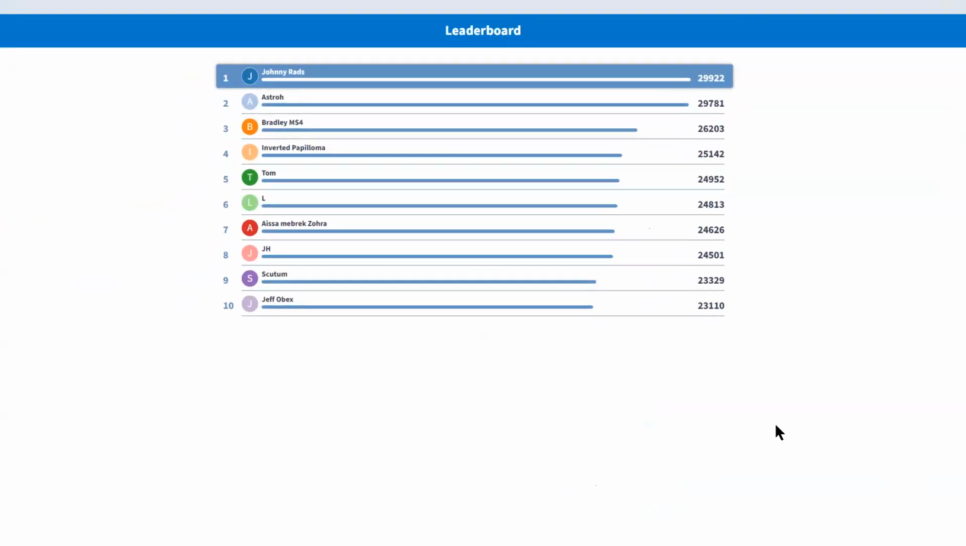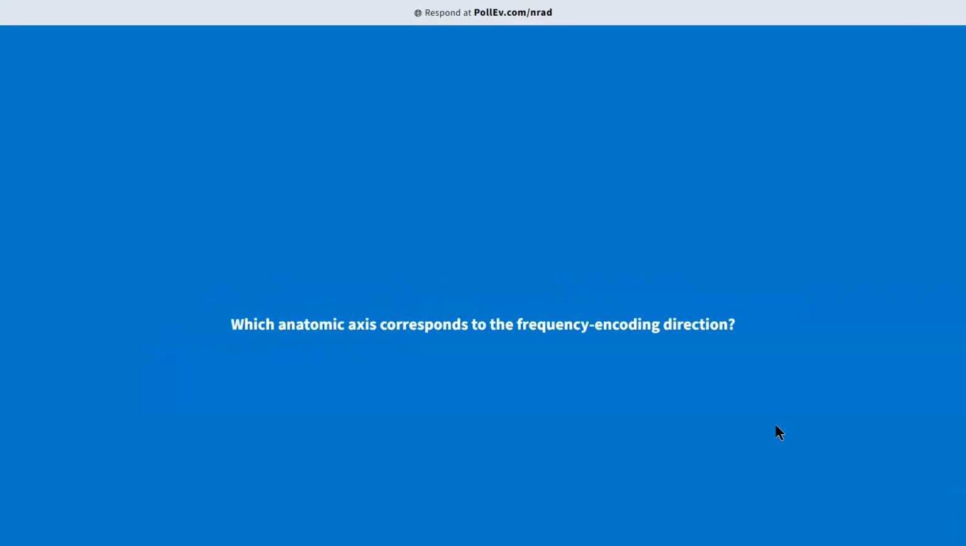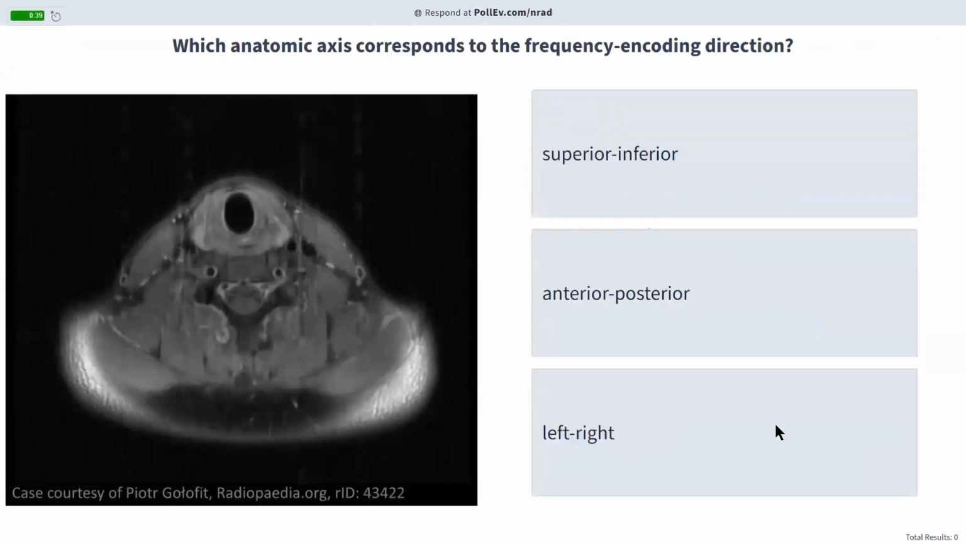Okay, Johnny Rad's Astro Bradley MS4, and then inverted papilloma. Very nice. Which anatomic axis corresponds to the frequency encoding direction on this image?